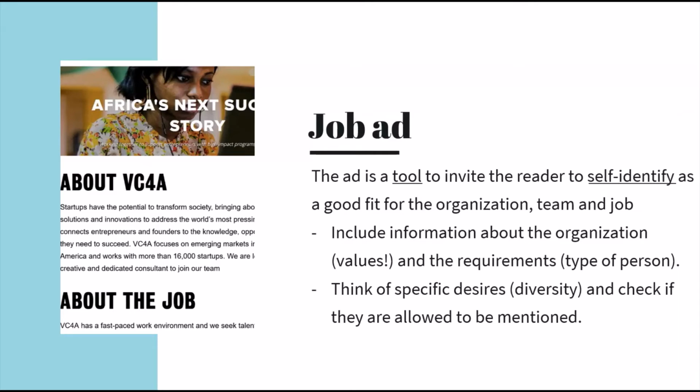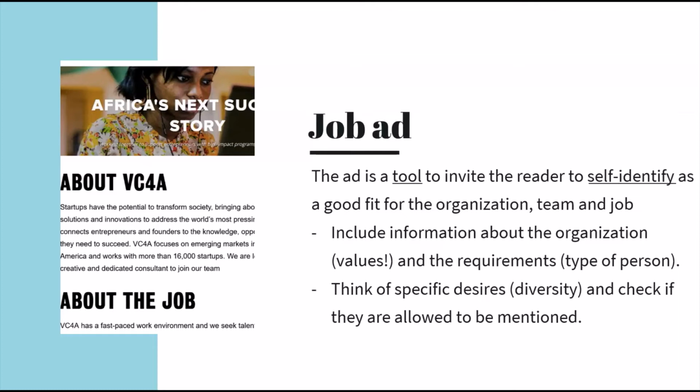That means that the advertisement should have all the information in it about the organization, very important, about the values of the organization as well, and the requirements in terms of the type of person that you're looking for. Are you looking for somebody who is creative? Are you looking for somebody who is very accurate, very precise? Are you looking for somebody who's a good leader? Or are you looking for somebody who's a good team player? Be sure that this is very clear from your announcement, from your advertisement.